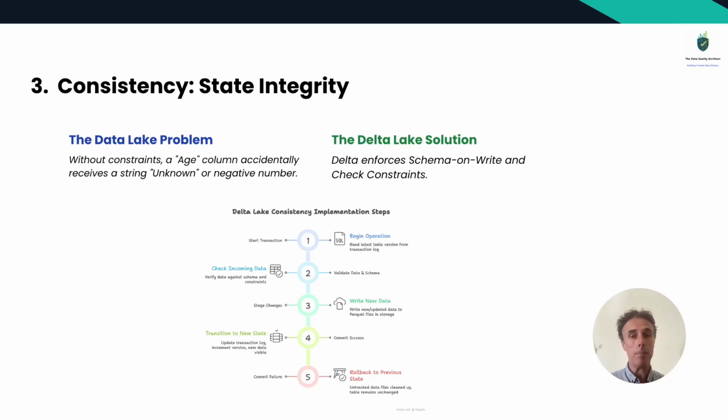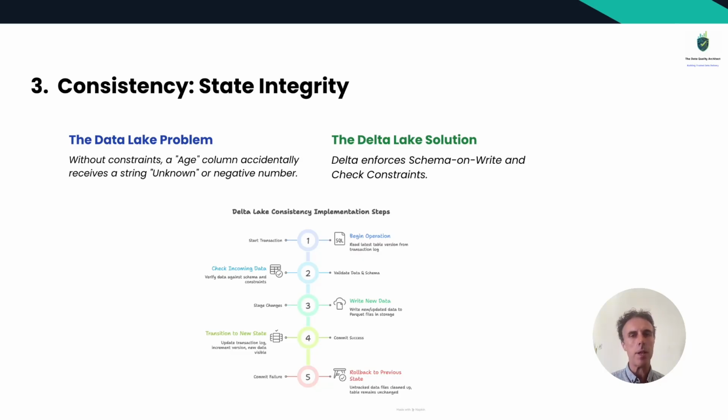And then there's a further conflict check. Before the commit is completely finalized, Delta Lake checks if any other transaction modified the data since the initial read in step 1. If a conflict is detected, the current transaction is rolled back and the process may retry with the latest table version.